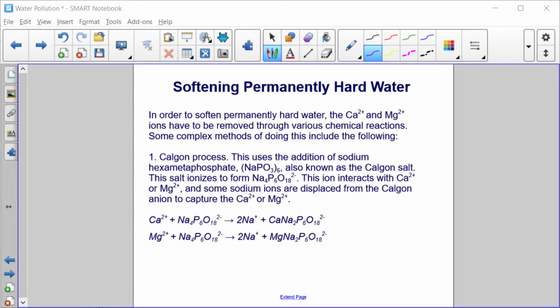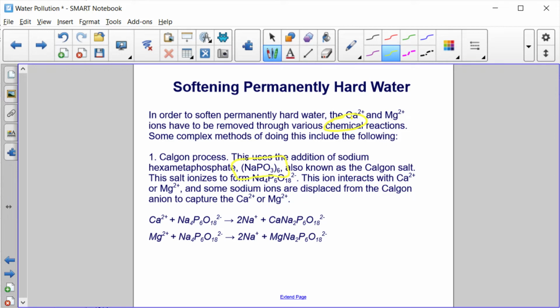Softening permanently hard water. In order to soften permanently hard water, the calcium and magnesium ions have to be removed through various chemical reactions. We can't just boil. Some complex methods of doing this include the following. 1. A Calgon process. This uses the addition of sodium hexametaphosphate, shown here, also known as the Calgon salt.